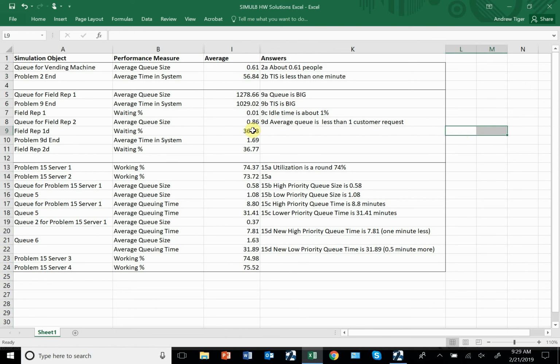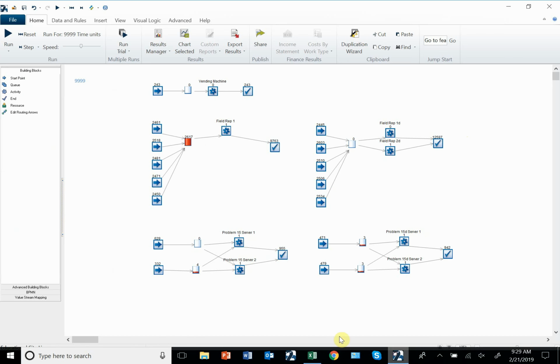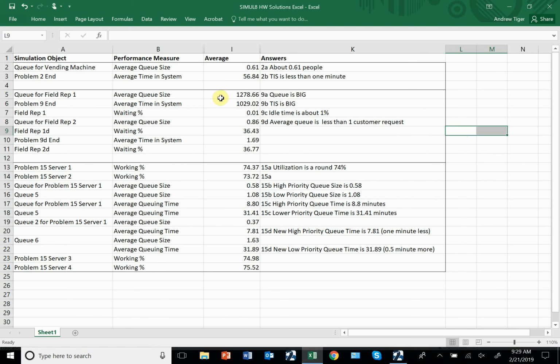The second problem, when you model it, remember we have this huge queue, and it's what you would expect. The average queue size, I don't really care what the number is, I just know it's arbitrarily really big, and the queue time is really big, and the percentage of time that the field rep is not working is about 1%. They're busy 99% of the time. When you have systems that are highly utilized, the queues are going to be really bad.